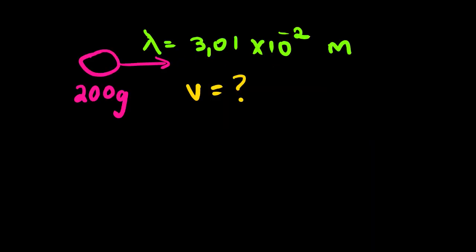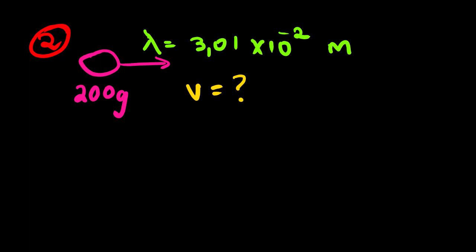In this case, we have an object which is 200 grams in mass, and the wavelength of the object is 3.01 times 10 to the power negative 2 meters. And then what is the velocity of the object? This is example number 2. You can pause the video and try to work out this question. Play the video to verify.